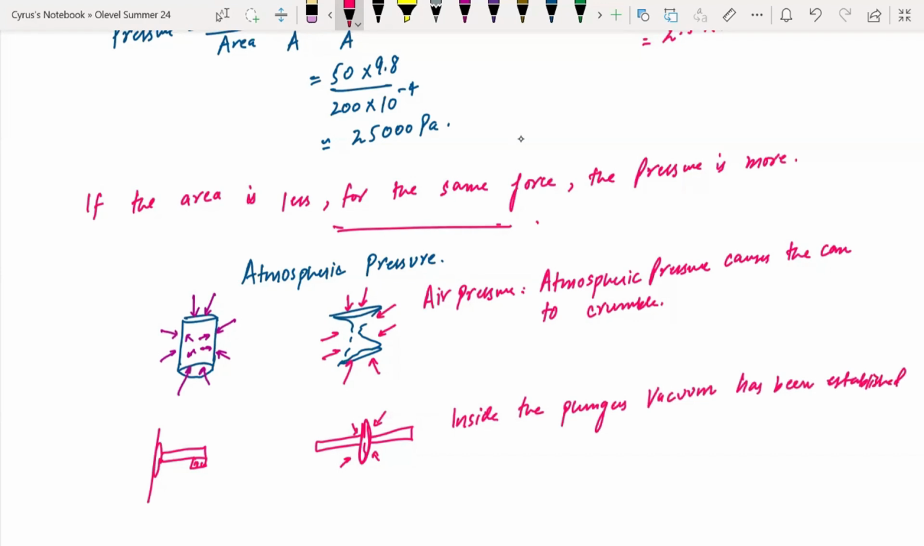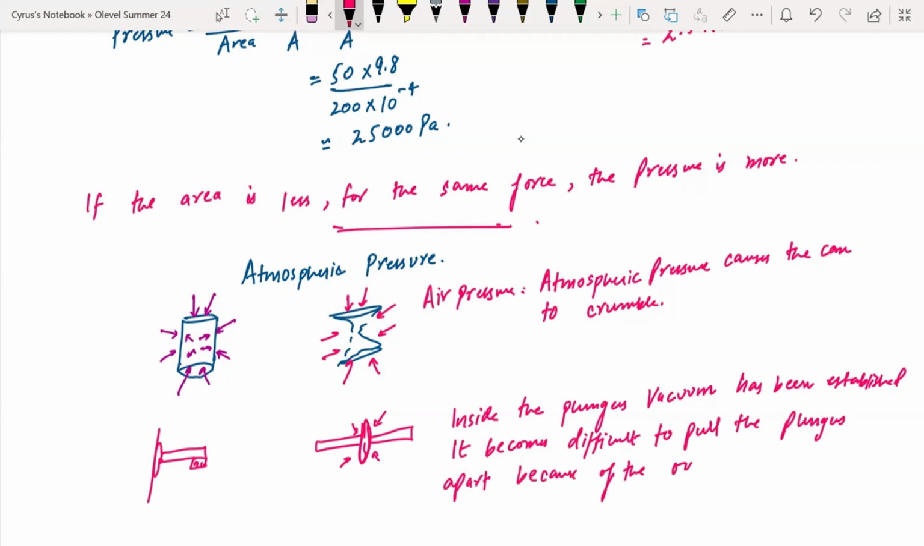Right? It becomes difficult to pull the plungers apart because of the outside atmospheric pressure. There is so much pressure outside that it becomes difficult to.